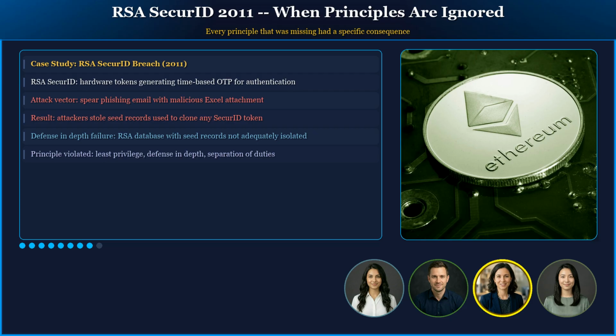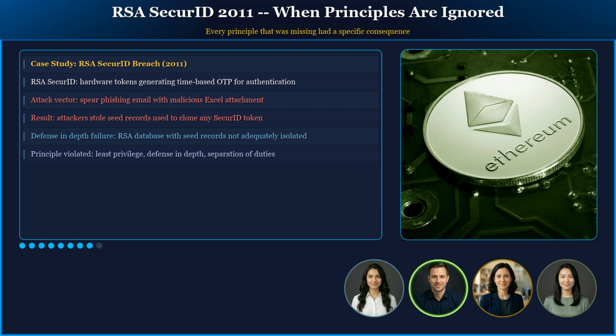The consequence extended far beyond RSA. Armed with the stolen seed records, attackers could clone any SecurID token, and then use those cloned tokens to breach RSA's customers, including defense contractors. The supply chain impact was enormous.